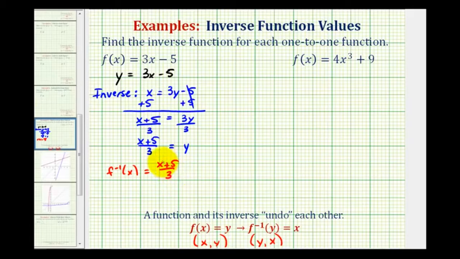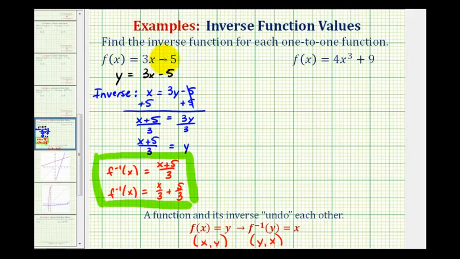Or if we wanted to, we could write this as two separate fractions. We could write f inverse of x is equal to x over 3 plus 5 over 3. Written like this, we can see that the inverse function is just a line with a y-intercept of 5/3 and a slope of 1/3. And if we do have access to graphing software, there's a nice graphical way to verify that we have found this inverse correctly.